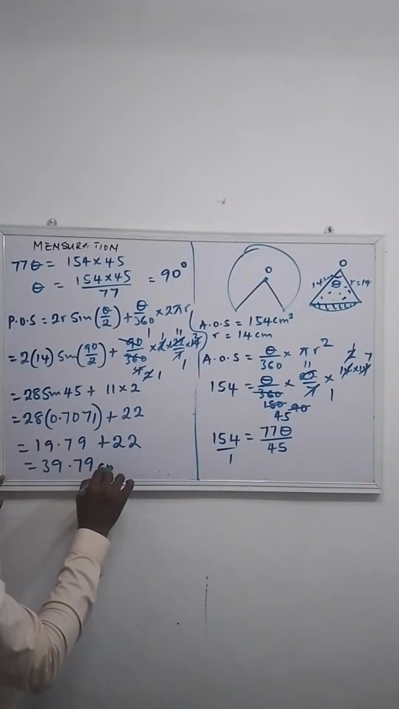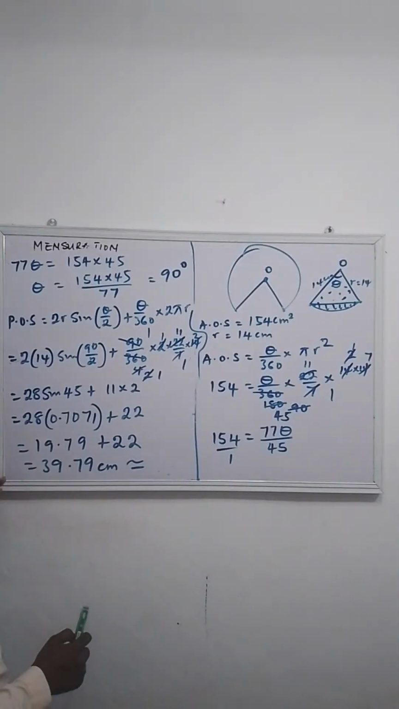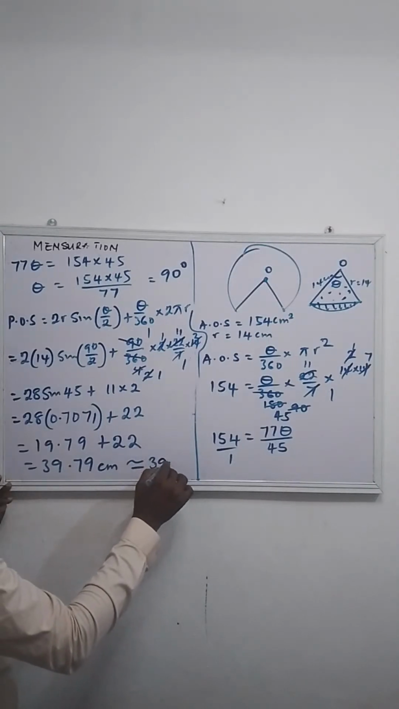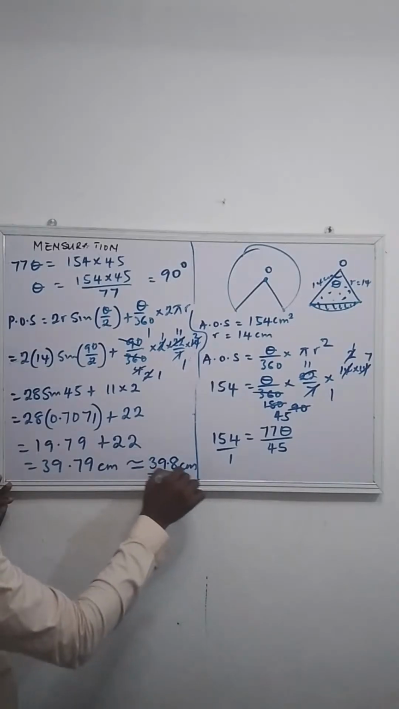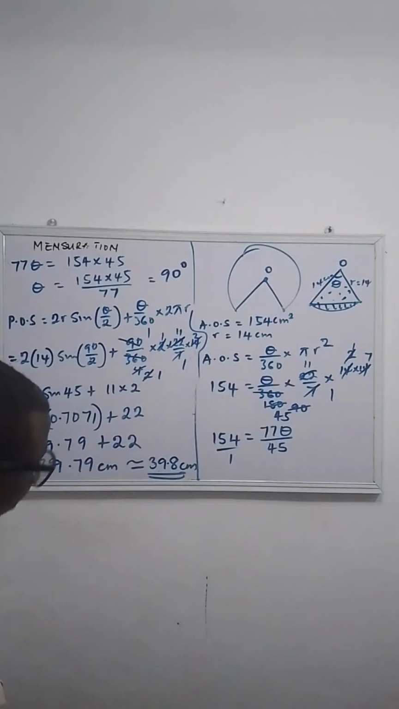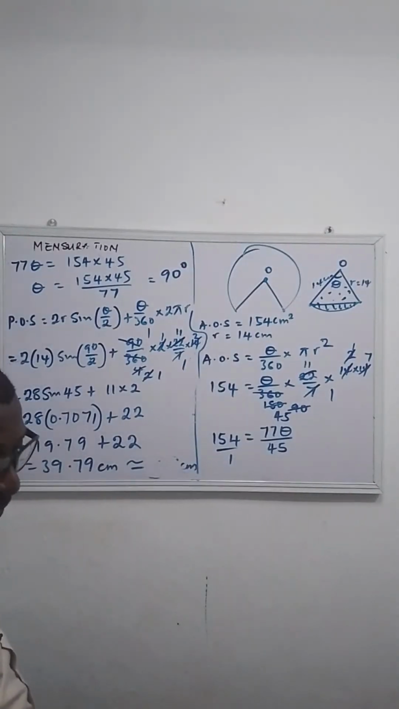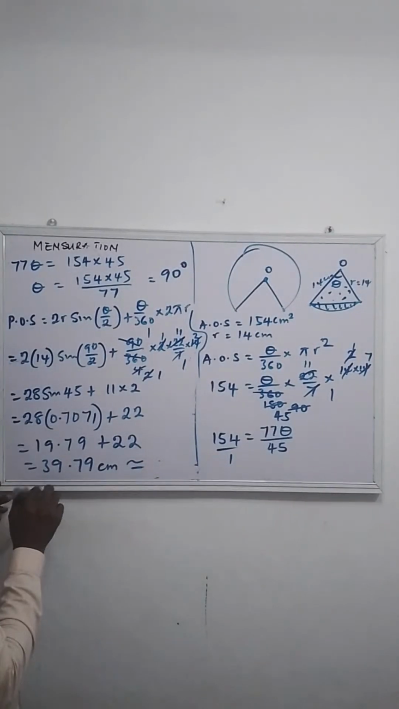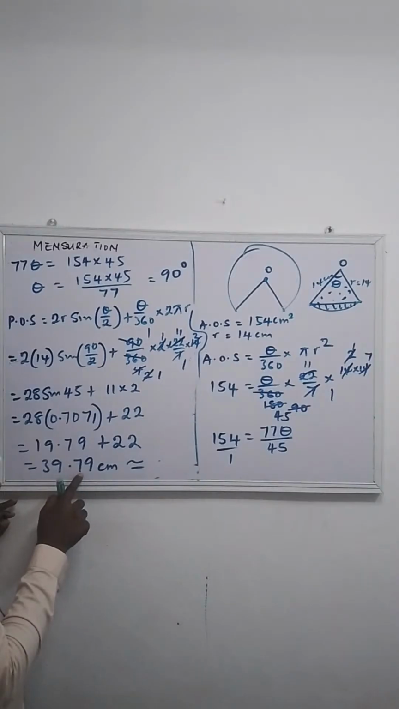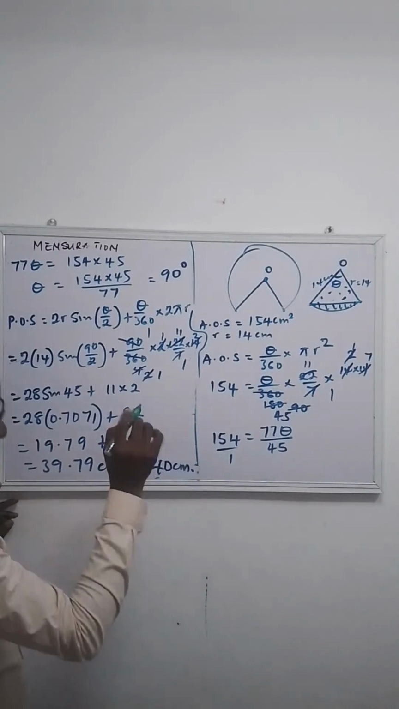Okay, so that's going to be in centimeter. Now to the nearest 1 dp is going to be 39.8 centimeter. But the question says to the nearest what? Nearest centimeter. So that means the answer is going to be 40. The question says to the nearest centimeter, so that is to the nearest unit, to the nearest whole number. Since this one is up to 5, you increase this one by 1. That gives us 40 centimeter. So this is the answer to the problem.